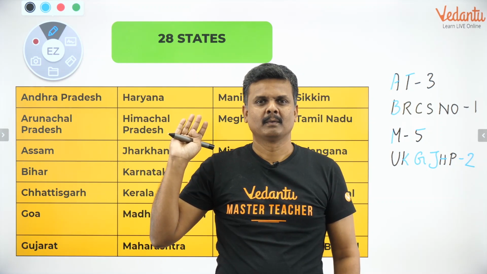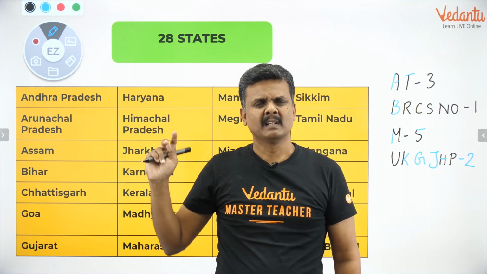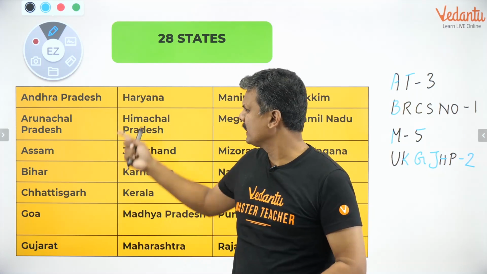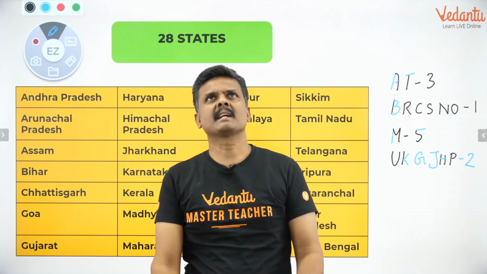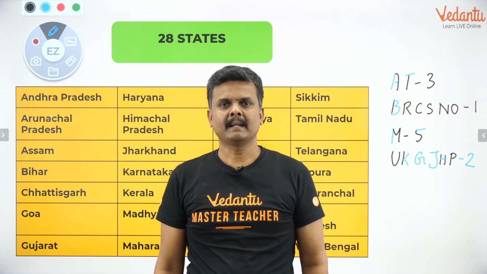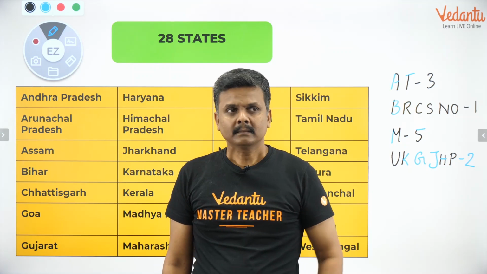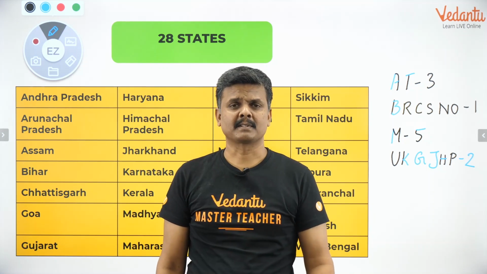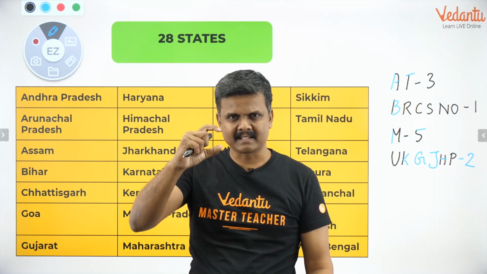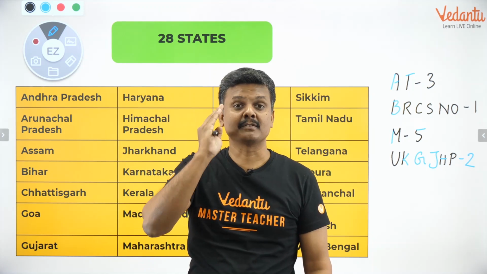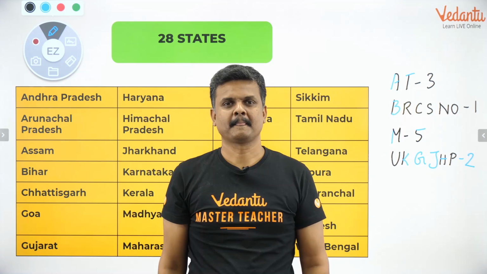Clear? Once you are thorough with this, then you play the jigsaw slowly. This is called chunking. Start only with A. What are the 3 states in A? Right? Assam, Arunachal Pradesh, Andhra Pradesh. When you read it state by state, that is alphabet by alphabet, it will be very easy for you to remember all the 28.